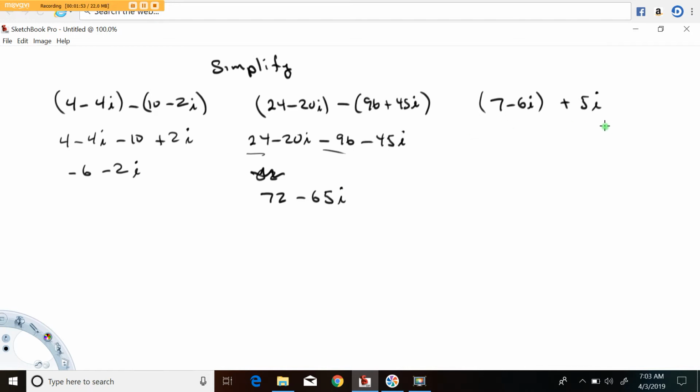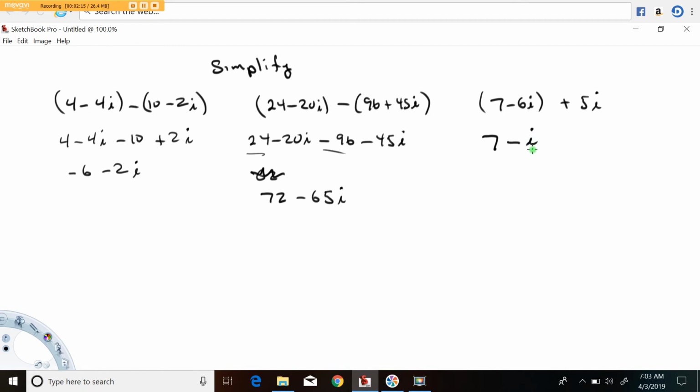Take a look at this third example here where we got 7 minus 6i plus 5i. This one does not have a real part, and that's perfectly fine. So when we add the real parts, we're adding 7 to 0, which is just 7. And then we add the imaginary parts, which is minus 6i plus 5i, and they add to minus 1i. All right, and that's it, folks.